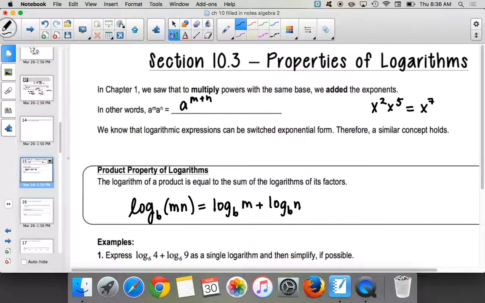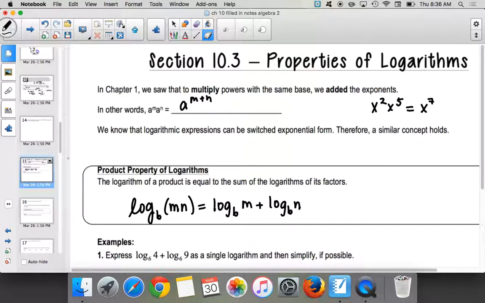Okay, so students will always get those confused. They'll start with addition, like they'll go the opposite way. So they'll say things like log base b of m plus n is equal to log base b of m times log base b of n. And that's not true. Okay, so you can only go this one direction.